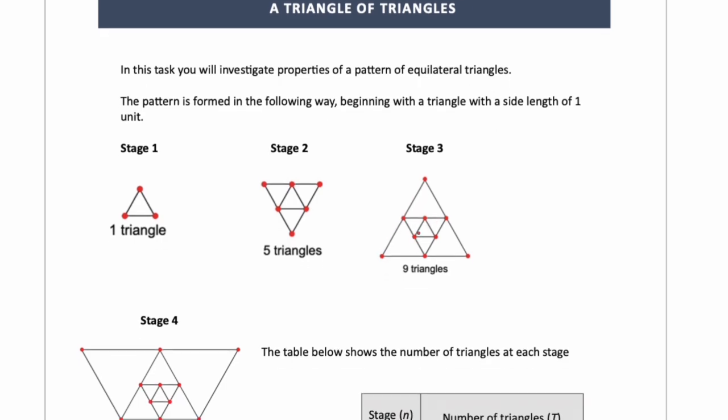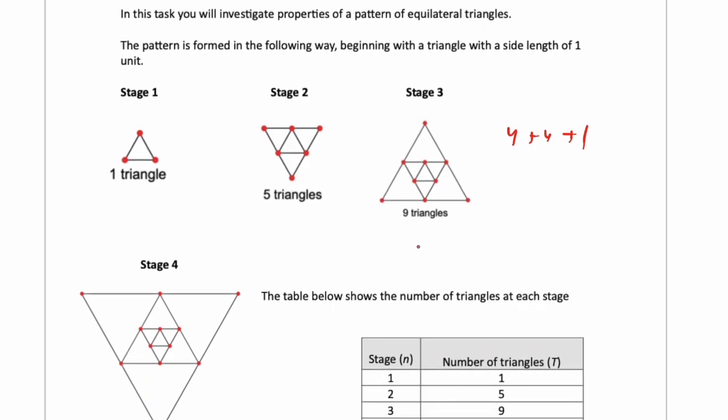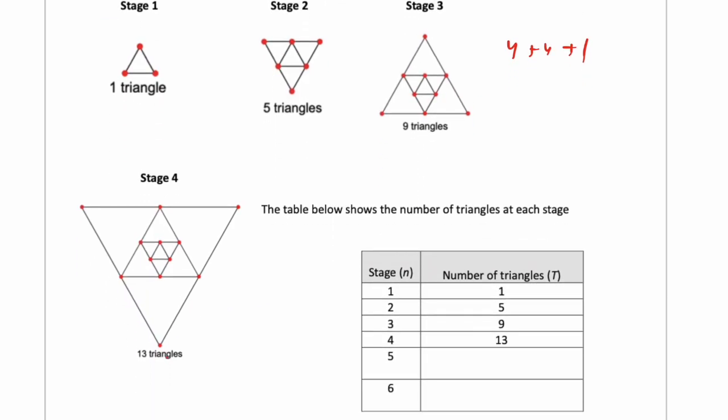The next one's 9, so we've got 1, 2, 3, 4 small ones. Then we've got 4 that are one size bigger, and then the big one here is 1. Okay, so that's how the pattern works. And next we have 13 triangles.